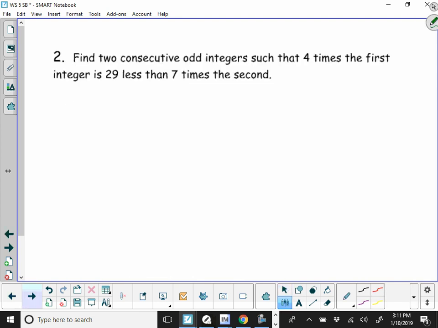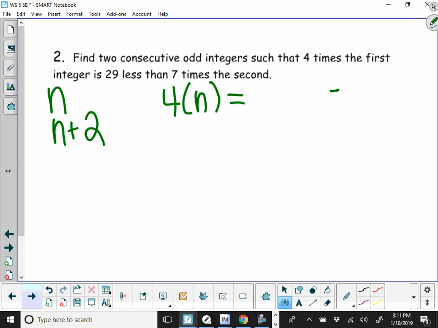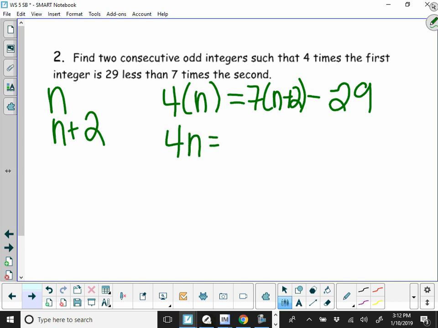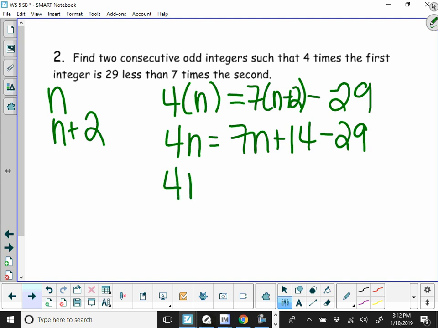Okay, 2 consecutive odd integers. So that's going to be n and n plus 2, such that 4 times the first integer, so 4 times n, is 29 less than, remember that means that goes at the back, 7 times the second. Okay, so that gives me 4n is equal to 7n plus 14 minus 29. Combine right there. 14 minus 29 is negative 15.